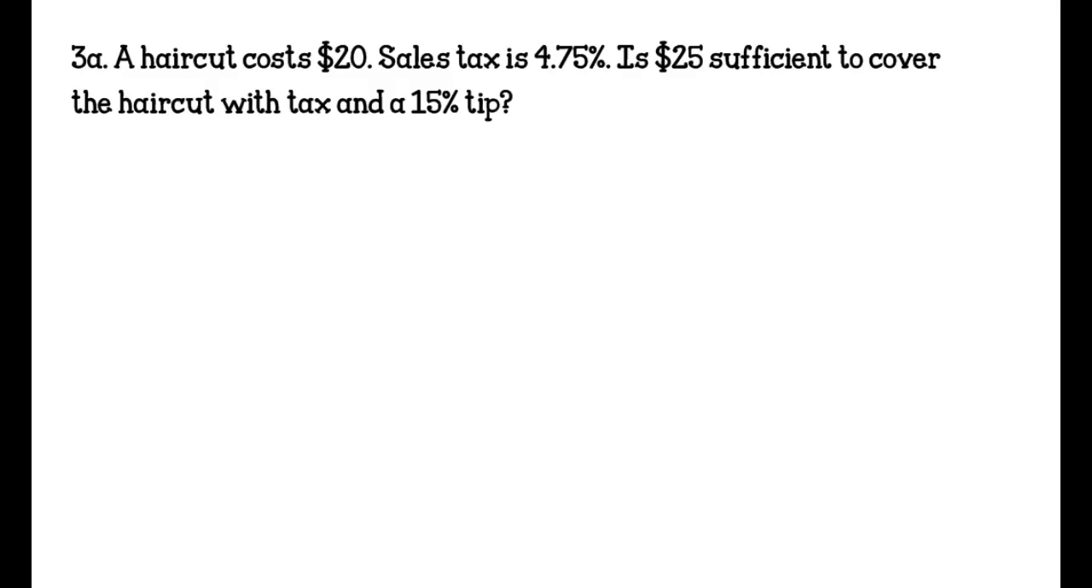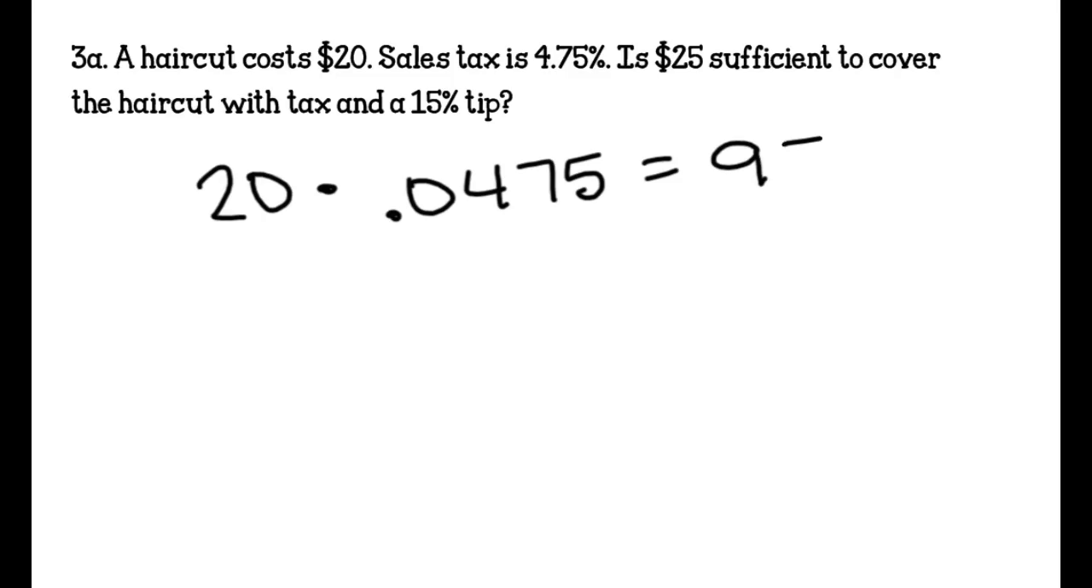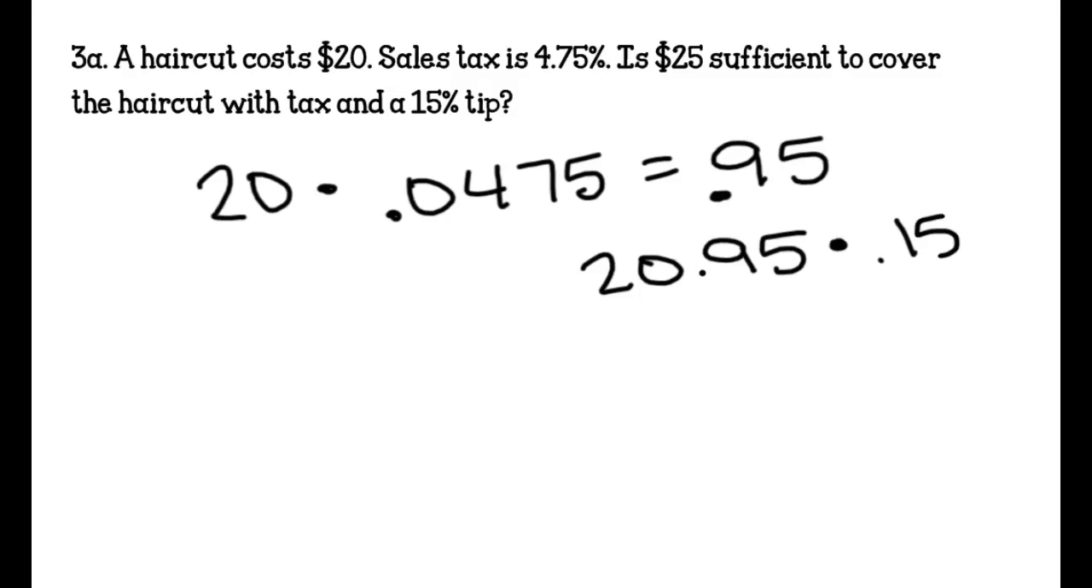Okay, the first thing I'm going to do is find the tax. So I'm going to take $20 times 0.0475, and that gets me 95 cents. So I add it on, and I have $20.95. Then I find my tip. So I take $20.95 times 0.15, and that gets me $3, and I'm rounding on this, $3.14.